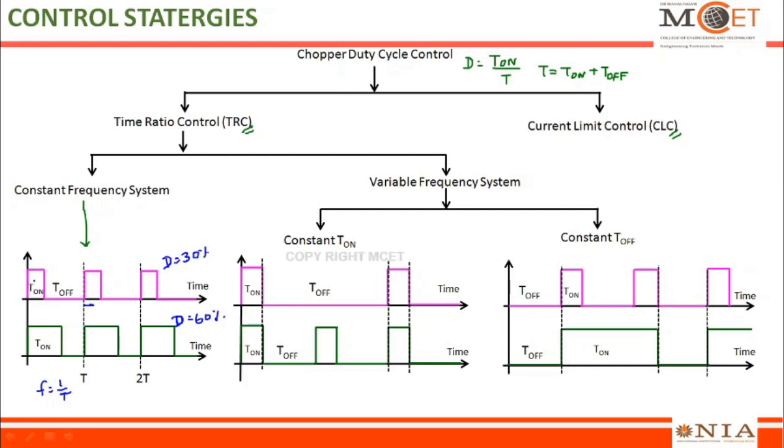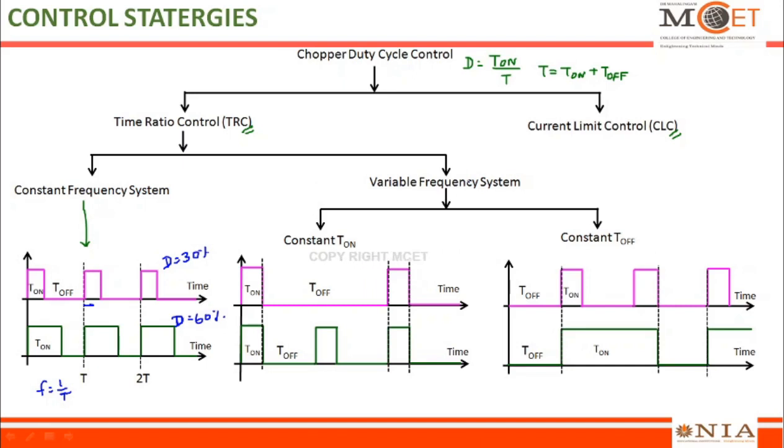But if you look, the on time here is very less, whereas here the on time is larger when compared with this. Off time here is larger, off time here is very less. So that is why the duty cycle is varied. But even though the duty cycle is varied, the frequency remains constant. That is why this system is called a constant frequency system.